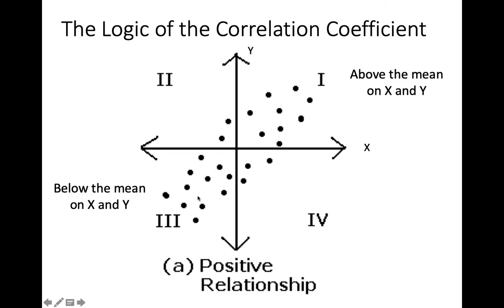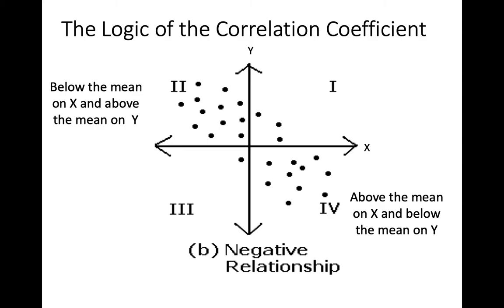So a positive relationship is captured when we have high scores going with high scores, low scores going with low scores. More precisely, when we see a pattern of people scoring above the mean on x and y, and these other scores scoring below the mean on x and y, we've got a positive relationship.